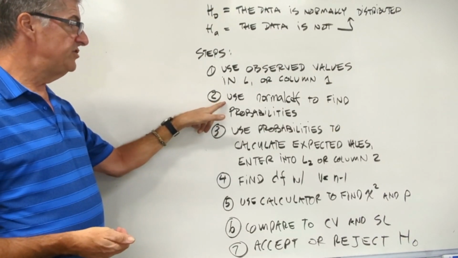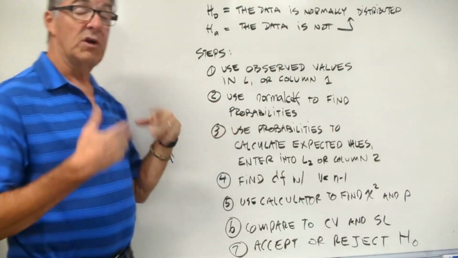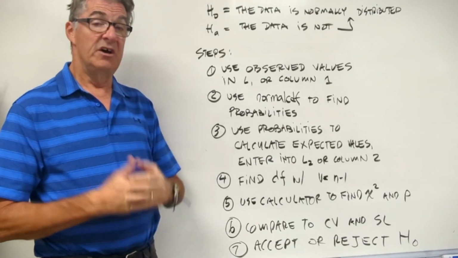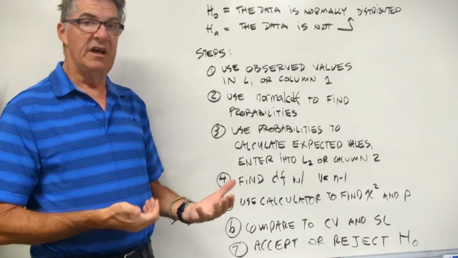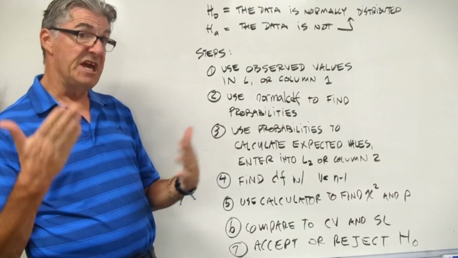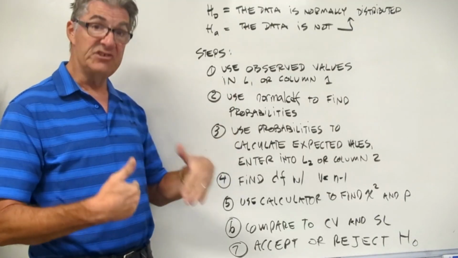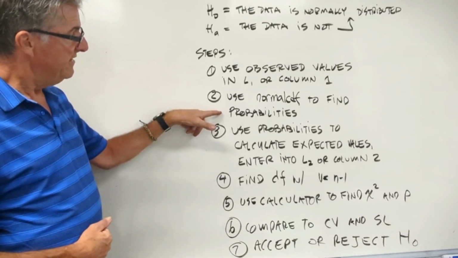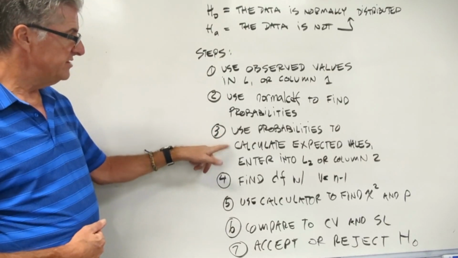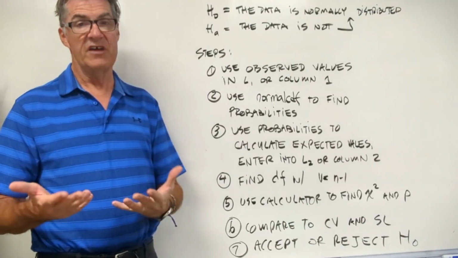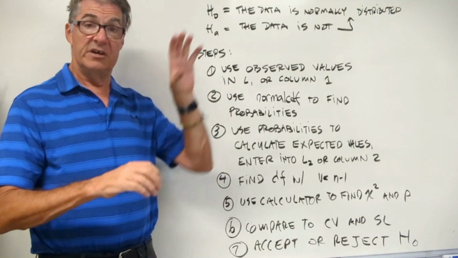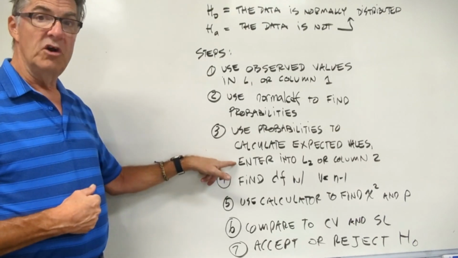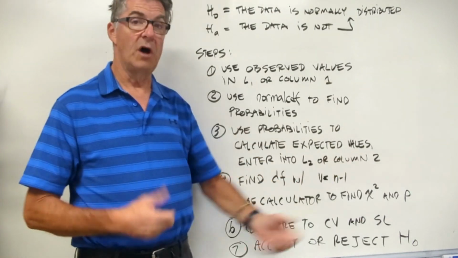Now what we need to do is use normalcdf to find the probabilities for the outcomes in each of those categories. So if the data was normally distributed, there's a certain probability that you would get a certain number of outcomes in each category based on where it is in the distribution. So you're going to do that. Then you're going to use those probabilities to calculate the expected values. You're just going to multiply the probability times the total number in your data set, and you're going to get the expected values, which then go into L2 or column 2 on your Nspire.